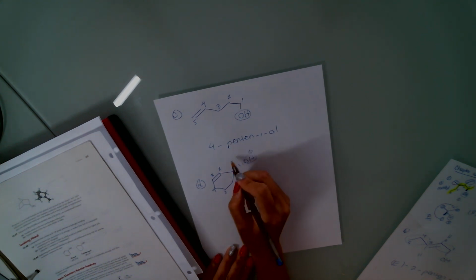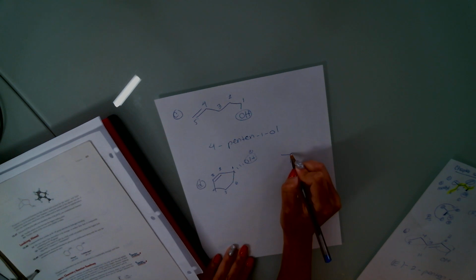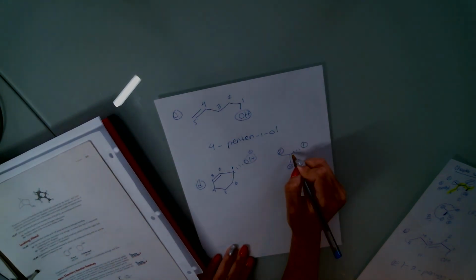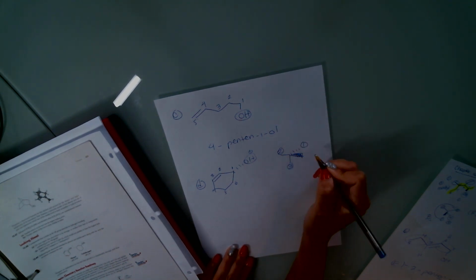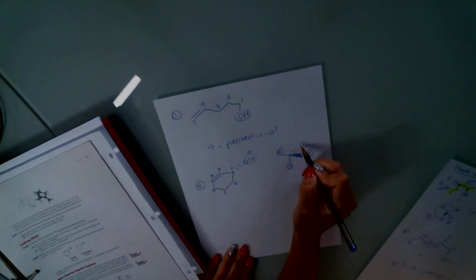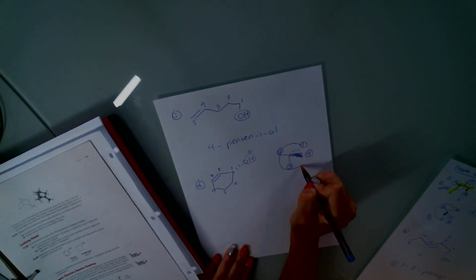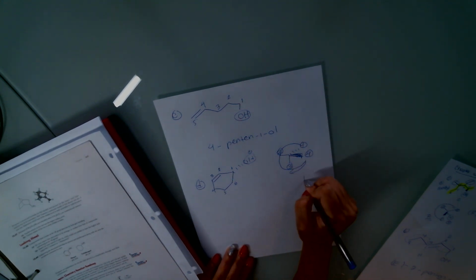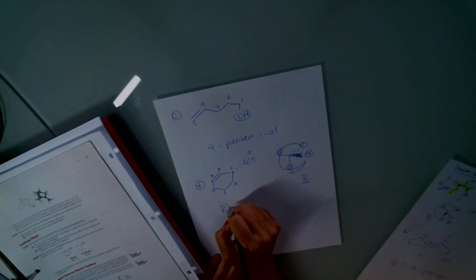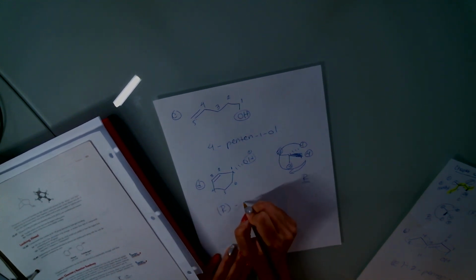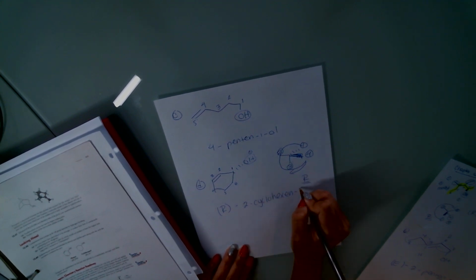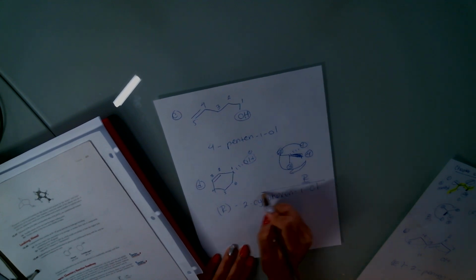So this will be 1, that group will be 2. You want to see it this way, 1, 2, 3, and the hydrogen, that will be 4. From 1 to 2 to 3, but 4 is facing you, so you reverse this. So you end up having the clockwise direction, so that is R. So R-2-cyclohexen-1-ol. So that is the name.